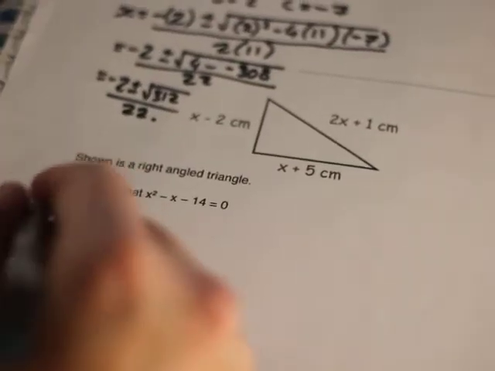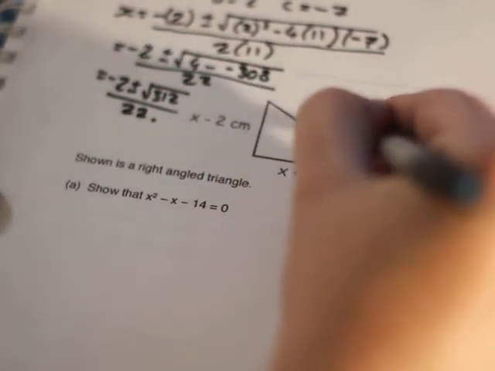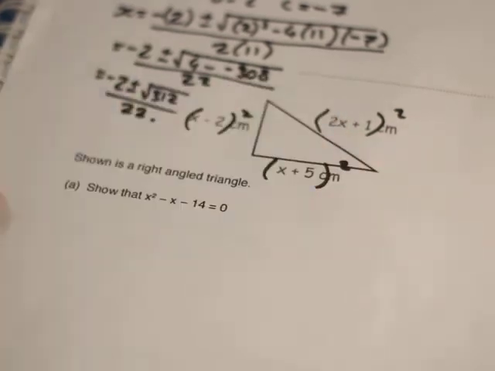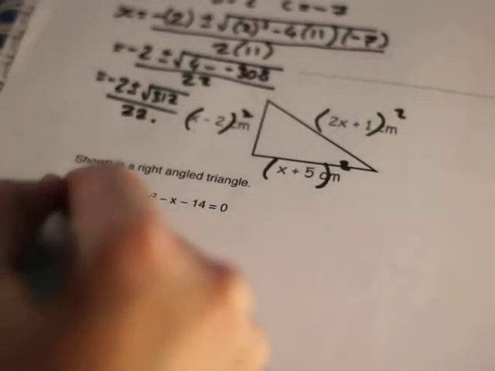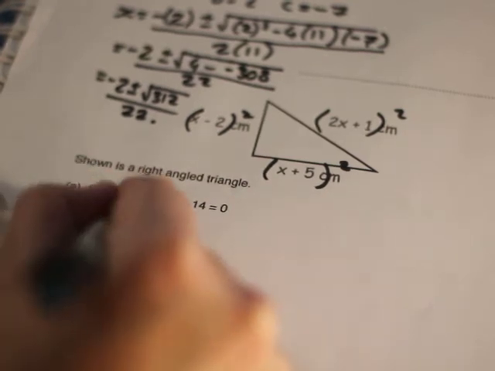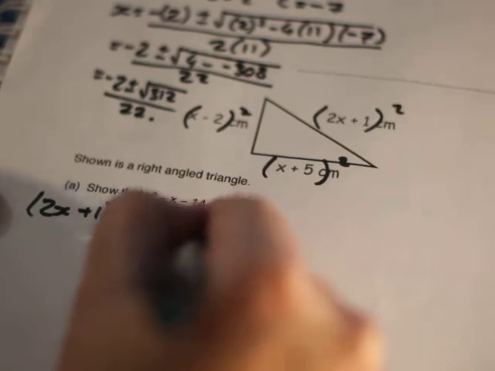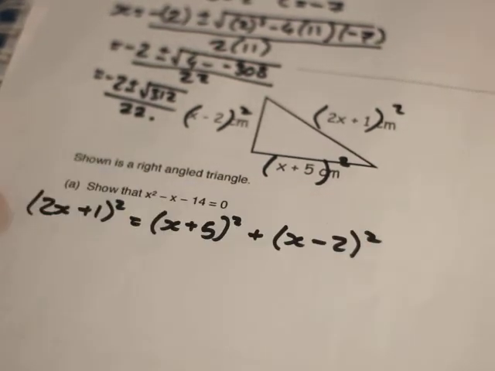Shown is a right angle triangle. We've got another question like what we had before. It's Pythagoras' theorem again, right? So we know that the hypotenuse squared is that squared plus that squared. So let's write that out. The hypotenuse squared equals that one squared plus that one squared.